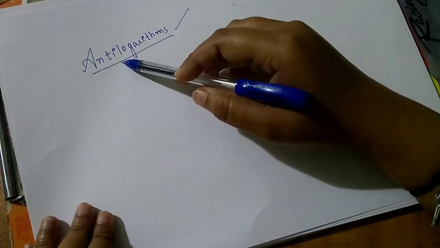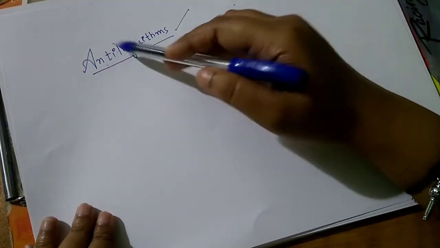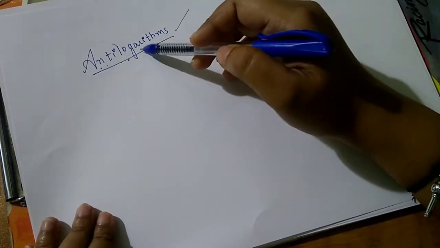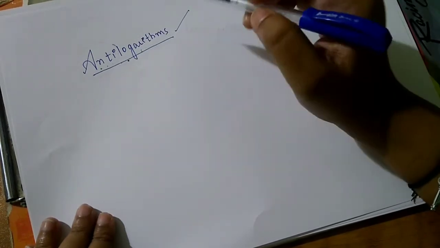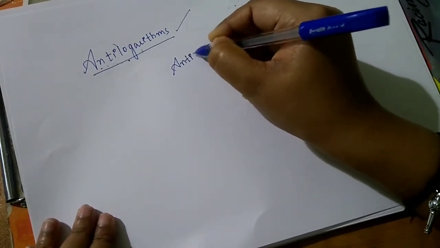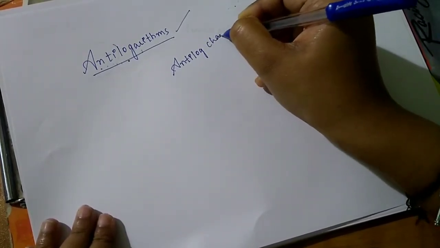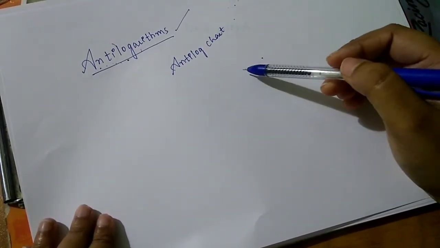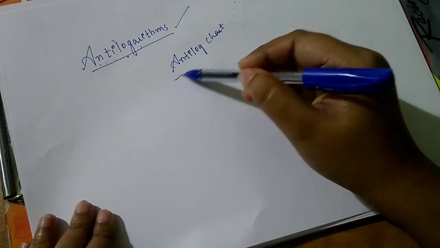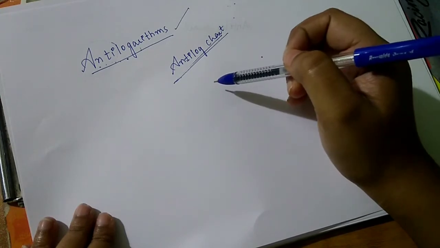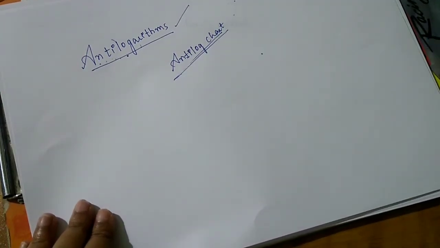So what is antilog? Here the word antilog means what? Anti means reverse. So the reverse process of finding a logarithm is called antilogarithm. For this you have a separate chart in your book, the antilog chart. In your log table, the first 2 pages will be of log, and the next 2 pages will be of antilogs. So whenever you are finding the antilog of a given number, you have to look into the antilog chart.